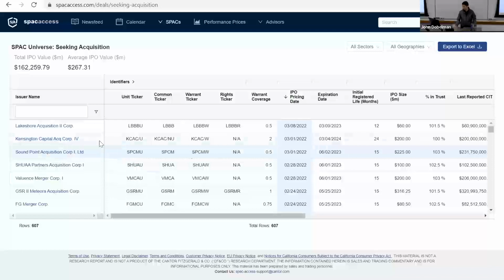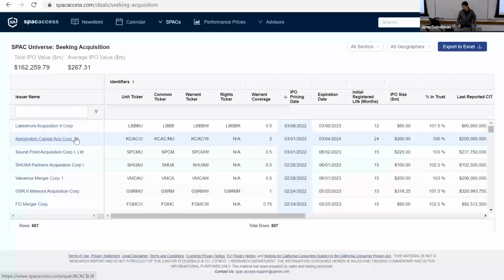Now the experienced teams get more credit, like Kensington Capital. They have launched 4 SPACs and already done 3 deals. We know the team very well. They did several good acquisitions, like Wallbox and the EV deal. I can't remember exactly, but they are trading above the trust value.